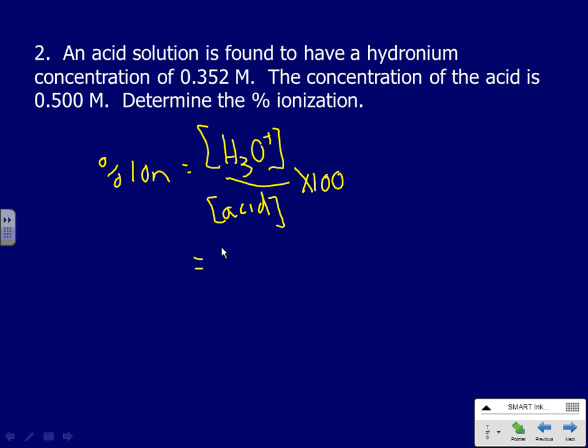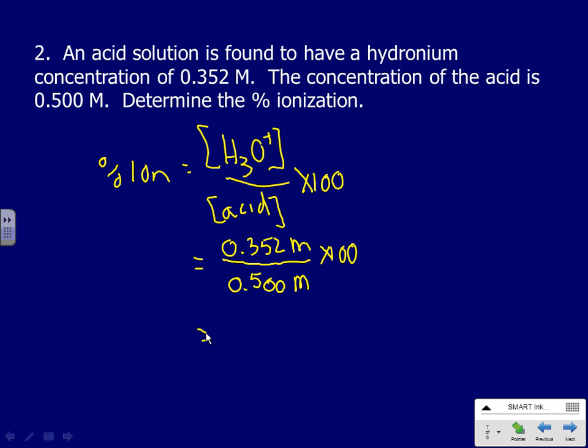Hydronium ion concentration, 0.352 molar. The acid concentration to begin with, 0.50 molar. So we're essentially saying 0.352 moles per liter of the acid fell off successfully. That's what we're saying. Times 100. What do we got for percent ionization?